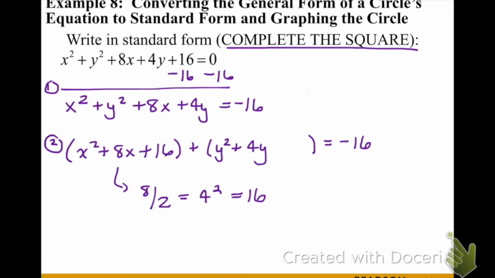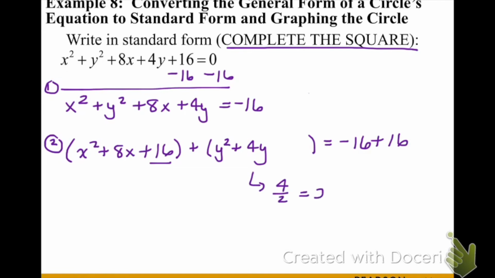Recall, though, if we add one thing to one side of the equation, we have to add to the other as well. And so we're going to add 16 to the right side as well. And then we're going to do the exact same thing with the y's. So we're going to divide the middle term by 2 and then square, giving us 4. So we're going to add 4 to the left side, but also to the right.